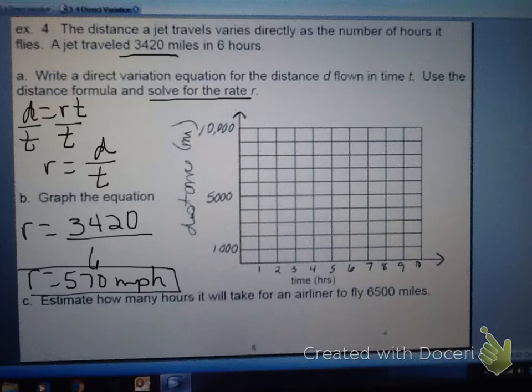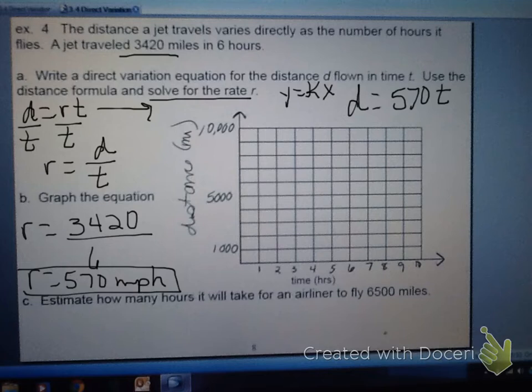We're going to plug this back into the distance formula, because if you notice, the distance formula is very similar to the constant of variation. So we can use that. Distance is equal to rate times time, and our rate is 570. What that means is that for every hour, we increase the distance by 570. Now, we need to graph this equation.